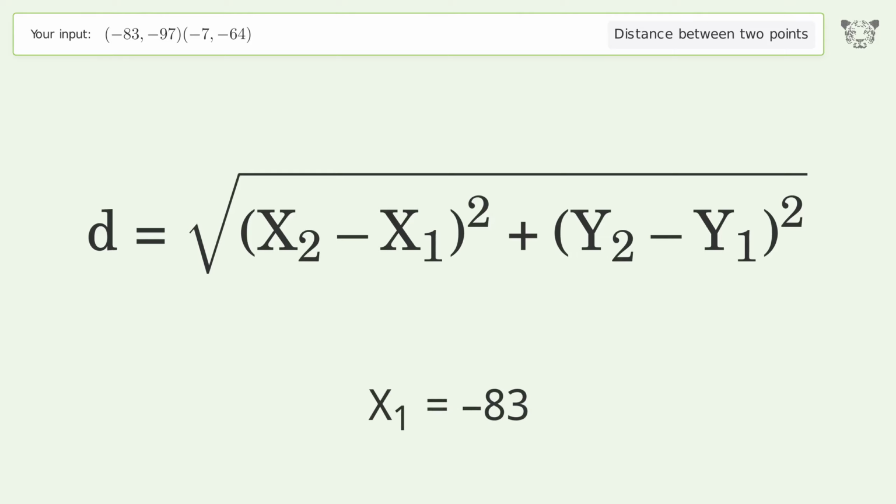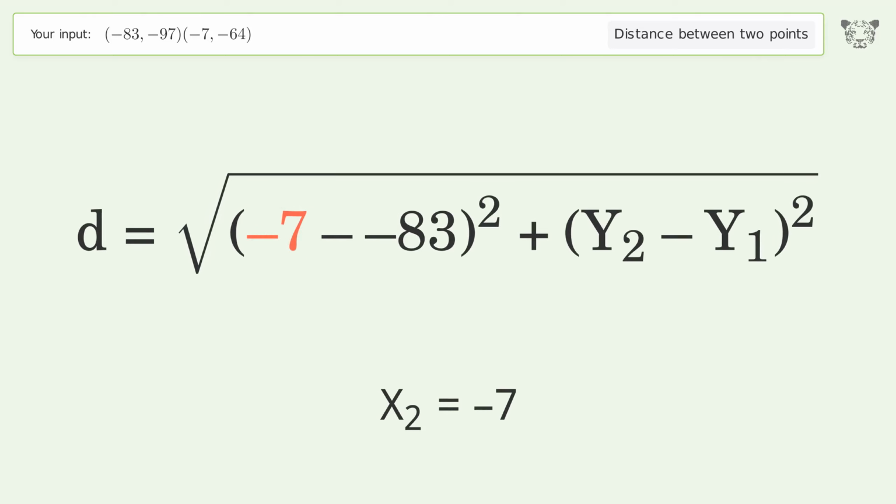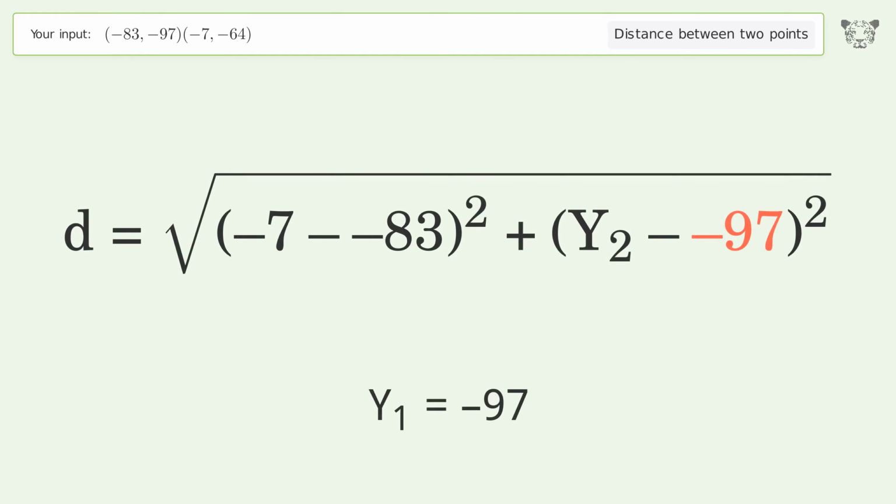x1 equals -83. x2 equals -7. y1 equals -97. y2 equals -64.